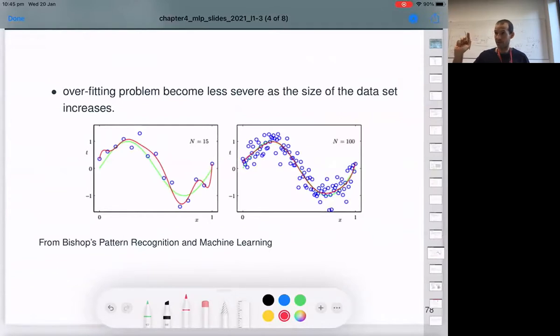You have understood what overfitting is. My second point is this: the overfitting problem becomes less severe as the size of the data set increases. I have done the same experiment, but with 100 points. The red is a polynomial of degree 9, but it looks like the polynomial of degree 3 because I have more data points. So keep in mind that if you have a lot of data, you will have less trouble with the overfit issue.